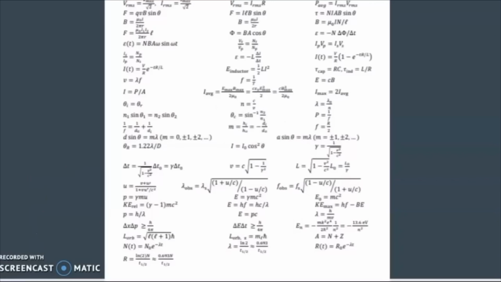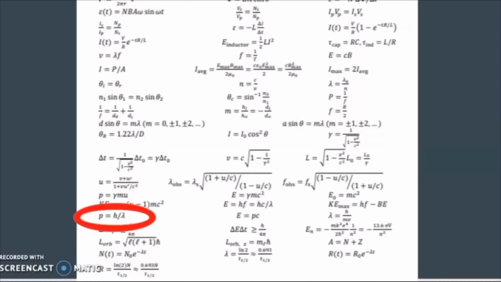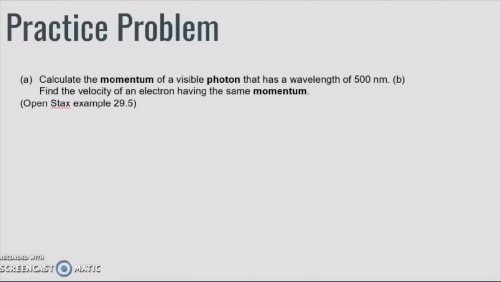And you may be wondering, is this on our equation sheet? It is. I went and found it for us, can make things easier. It's on the second page right there. And it's really applicable for problems like this, and all of the figures and pictures in my slideshow come from the OpenStax textbook. But this is really a good one. It says calculate the momentum of a visible photon that has a wavelength of 500 nanometers.